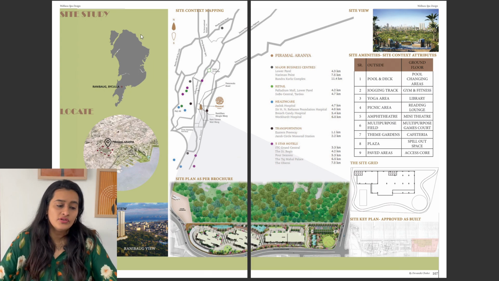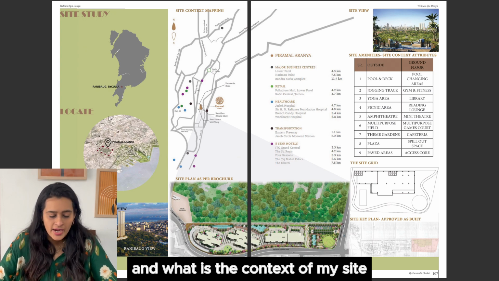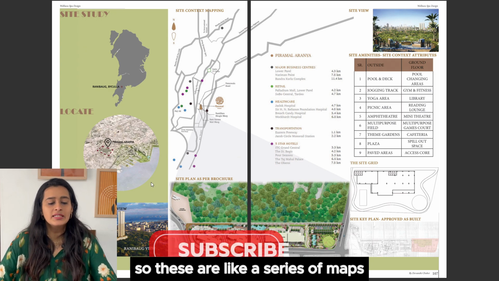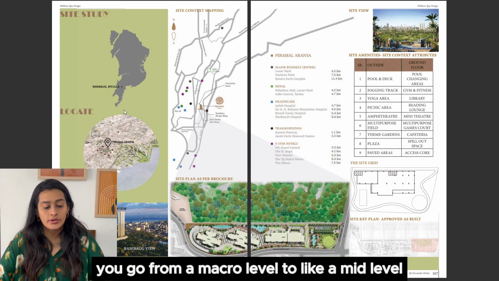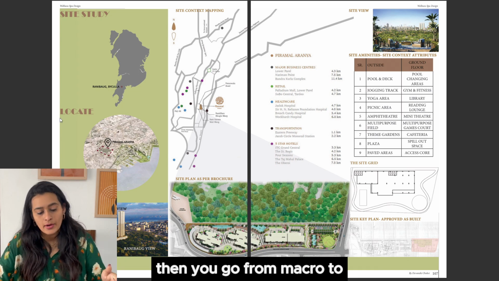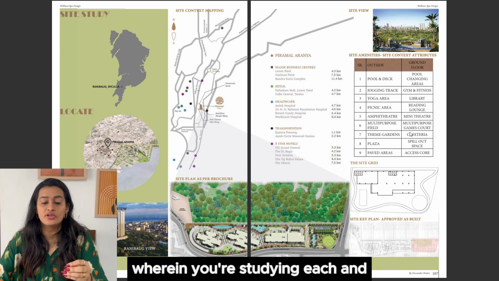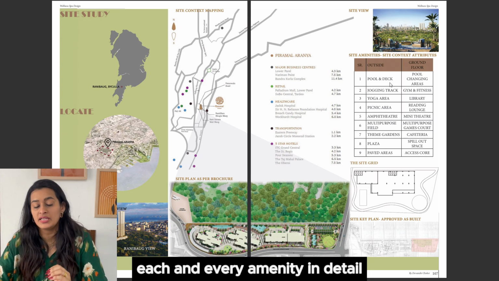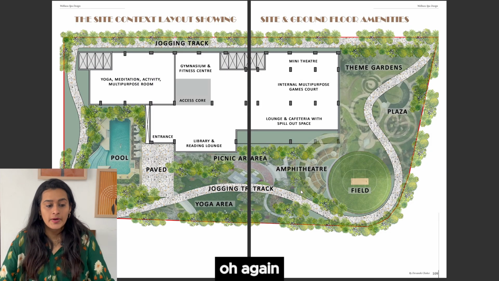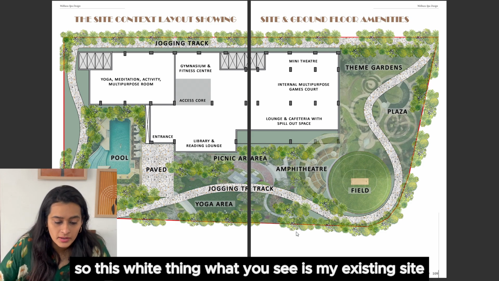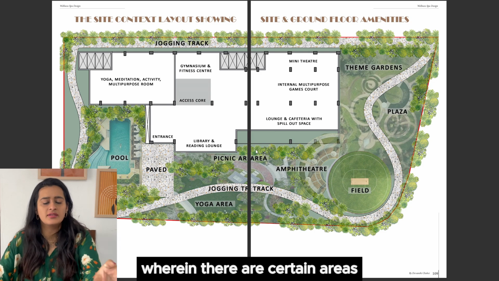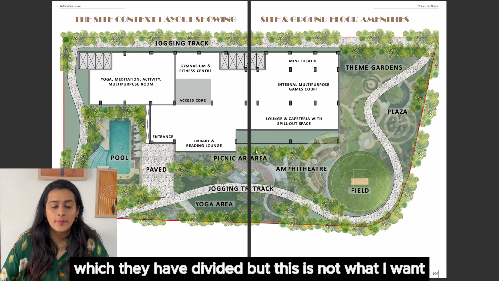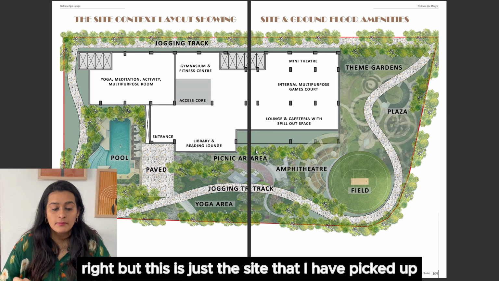site analysis. So if you see where my site is located and what is the context of my site, these are like a series of maps, one by one you go from a macro level to a mid level, then from macro to micro, wherein you're studying each and every amenity in detail. Again, very good. So this white thing what you see is my existing site, wherein there are certain areas which they have divided, but this is not what I want, right?